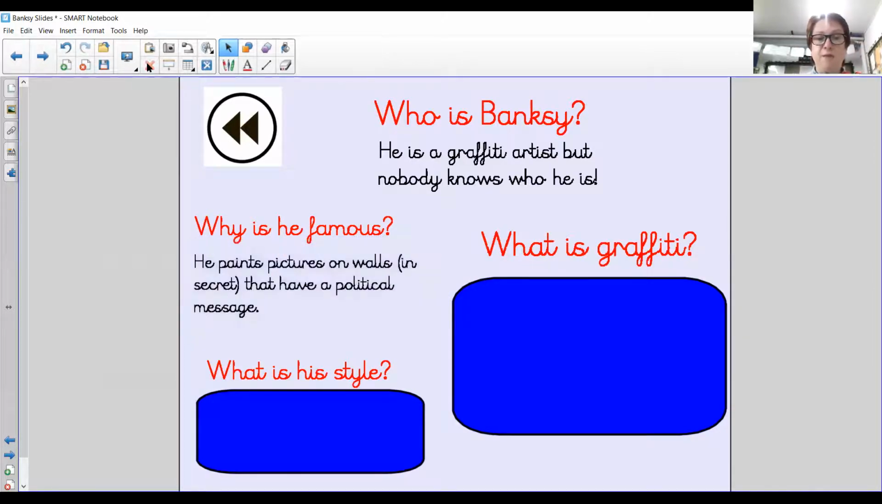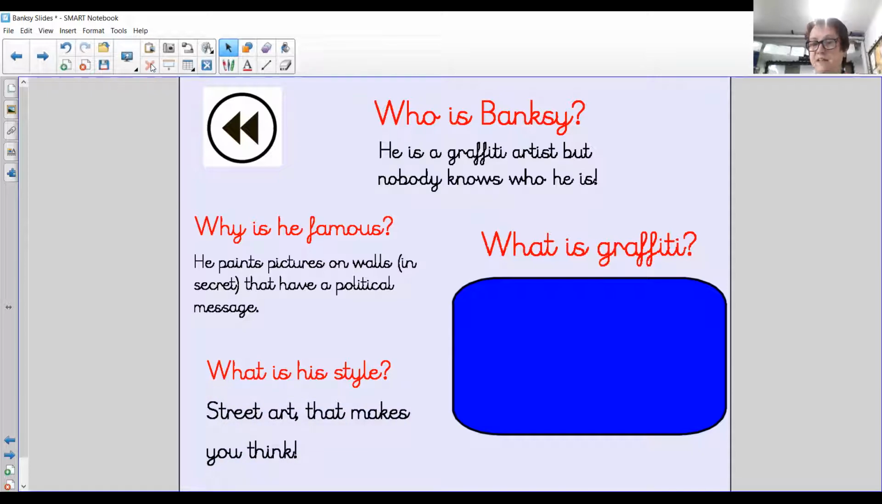Well, he's famous because he paints pictures on walls. He does this in secret, and sometimes they have a political message. So he wants to tell people something, but he does it in a picture that maybe some people like and some people don't like. So his style is graffiti, street art, and it makes you think. It's not just a nice picture, there's something slightly different about it.